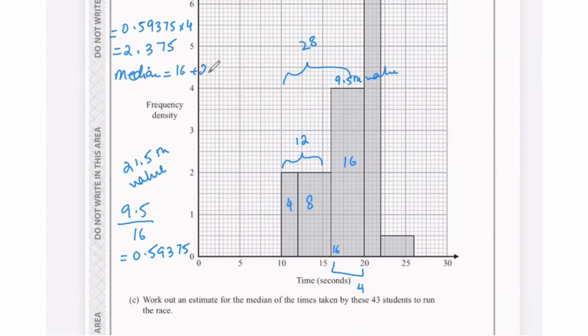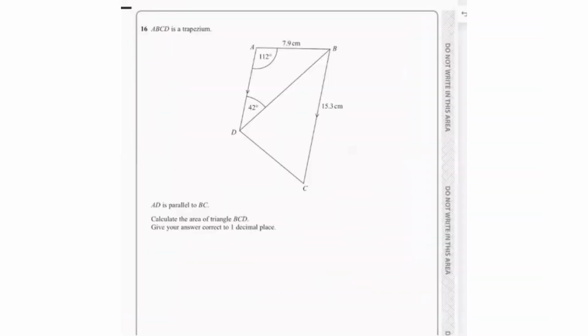16 plus 2.375 equals 18.375. That is your median value. Question 16 says ABCD is a trapezium. AD is parallel to BC. Calculate the area of the triangle BCD, giving your answer correct to 1 decimal place.